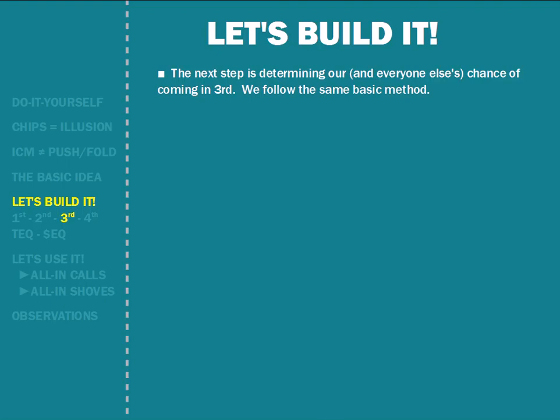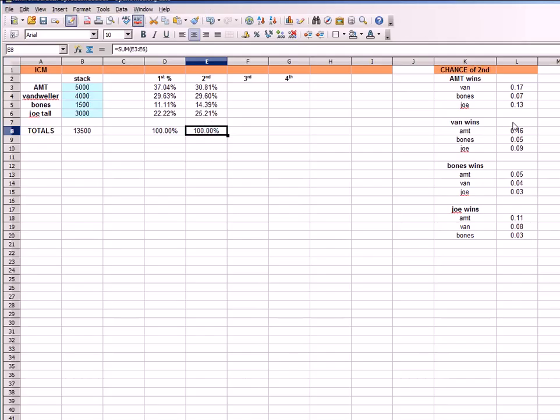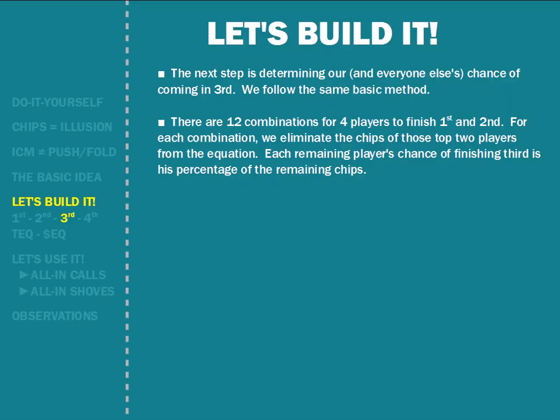So the next step is to determine our and everyone else's chance of coming in third. And really there's no difference in doing this than there was in doing it for second place, right? When we did second place, there were basically 12 combinations for 4 players to finish first and second, right? So here are the first and second scenarios: AMT Van, AMT Bones, AMT Joe, Van AMT, Van Bones, Van Joe, and so forth. So there are 12 combinations for 4 players to finish first and second.